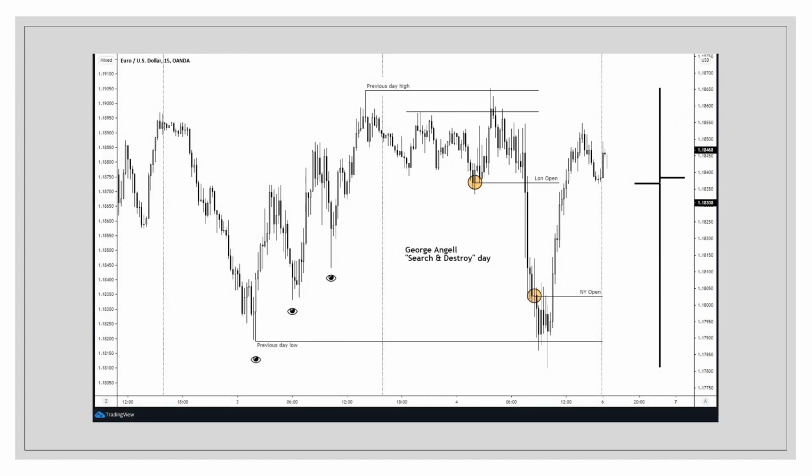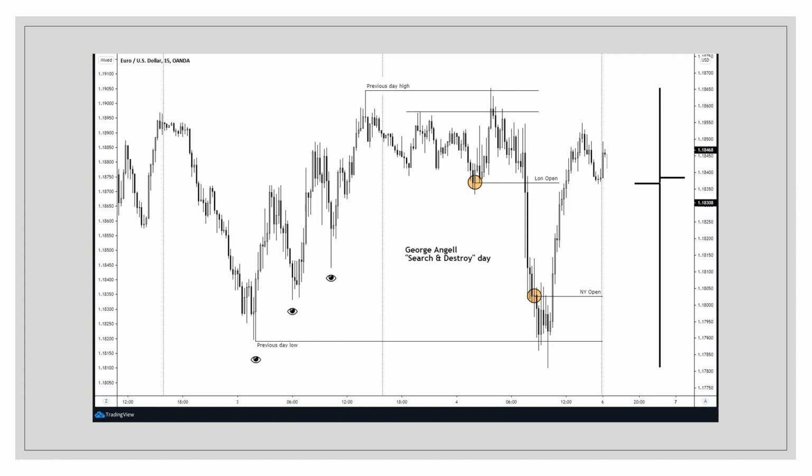All right, so we're taking a look at the Euro USD on a 15-minute time frame. And just like I said on the last slide, George Angel, he talks about a search and destroy type of day. And of course, I'm going to let you read about it, but I'll try and keep it short and to the point. Basically, what a search and destroy day is where the market takes out both the previous day's high and also the previous day's low.